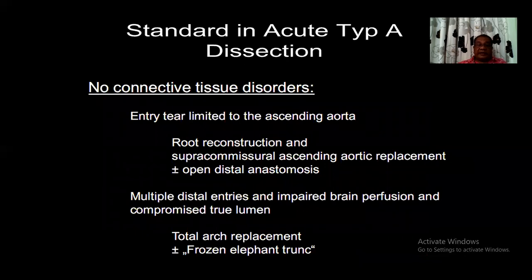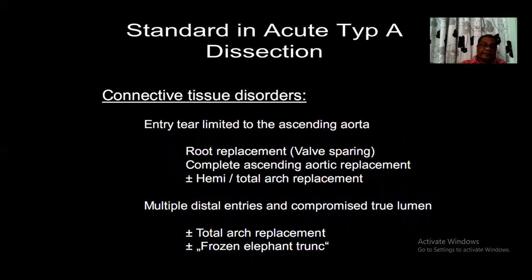So standard is an acute type A dissection. When there is no connective tissue disorder and the entry is limited to the ascending aorta, in that case, root reconstruction and supracommissural ascending aorta replacement plus or minus open distal anastomosis is enough. When there are multiple distal entries and impaired brain perfusion and compromised true lumen, total arch replacement plus or minus frozen elephant trunk technique is necessary.